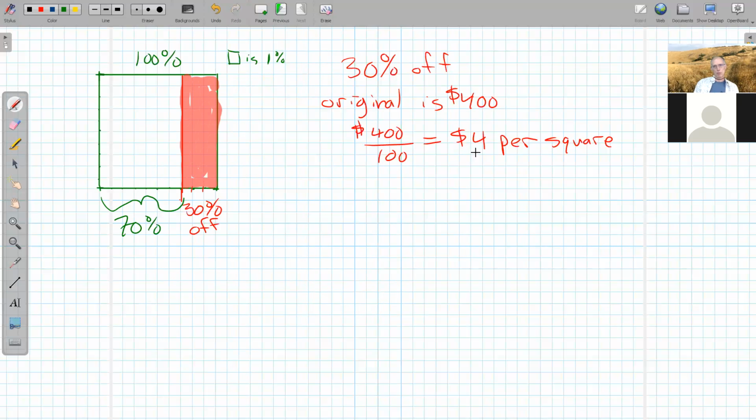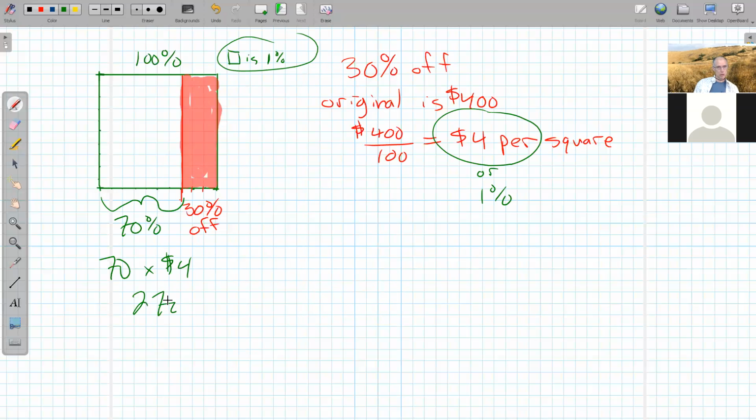And so we can look at it a bunch of different ways. Since I broke it up into 1% chunks, $4 per square. So each square is worth $4 or 1%, as we noted earlier. Then I have 70 of those $4 squares. 7 times 4 on a good day is what? 28? So $280 is what we should pay.